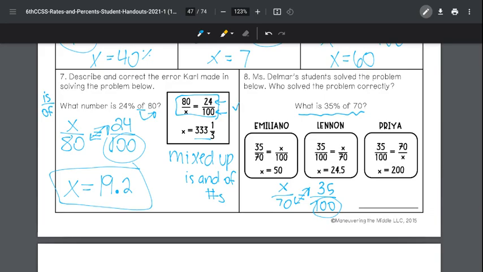Not Emiliano. They put 35 over 70. It's 35 over 100. Lennon has 35 over 100. Priya has 35 over 100. But who has x over 70? Lennon. Lennon has our setup. He did it correct.